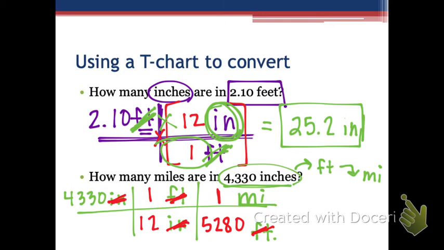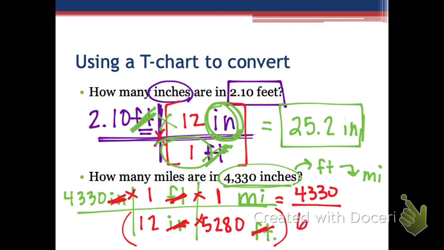Say it again. So now my rule for finishing the math is to do what? Multiply across the whole top, and then divide by the whole bottom. You'll hear me say that a lot. Multiply across the whole top, divide by the whole bottom. So in my calculator, I could go 4,330 times 1 times 1. That gives me 4,330. And then I need to divide by the whole bottom. So I can take 12 times 5,280.